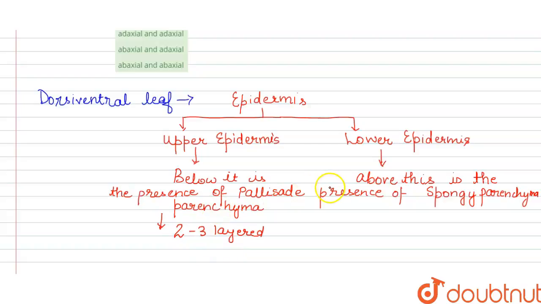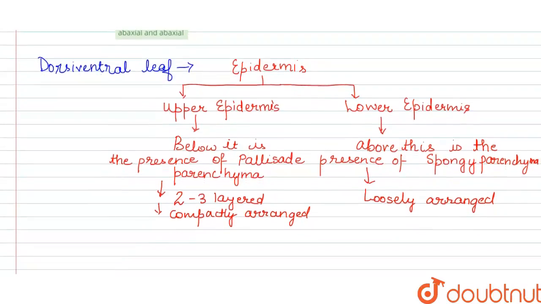Then the spongy parenchyma, these cells are very loosely arranged, whereas the palisade is compactly arranged. The spongy parenchyma is loosely arranged, right? It encloses air spaces, some of which open into the stomata, right?